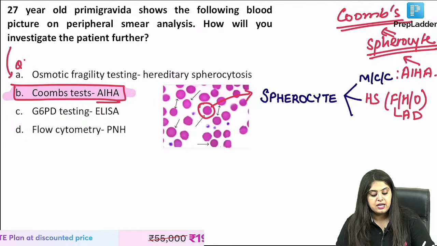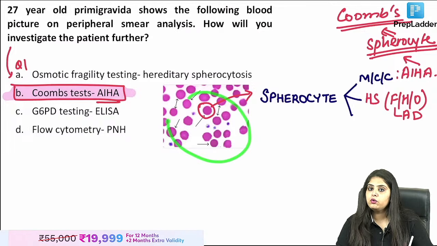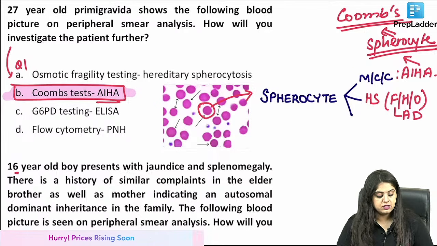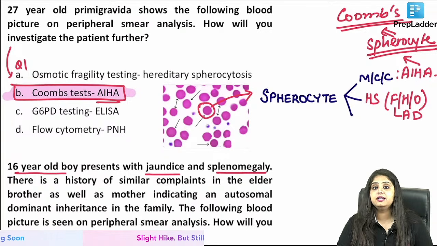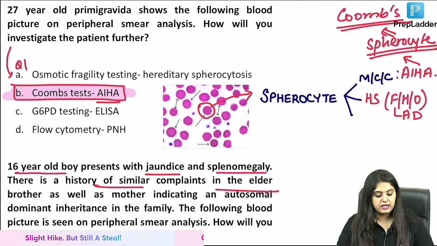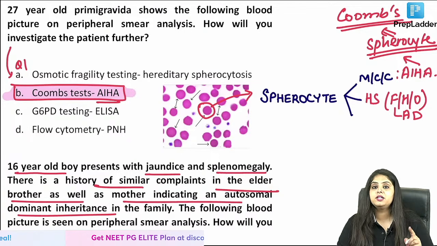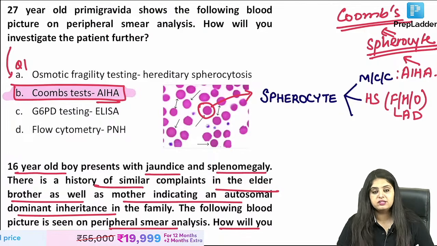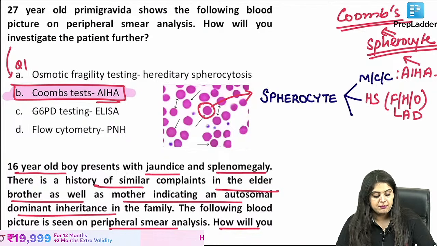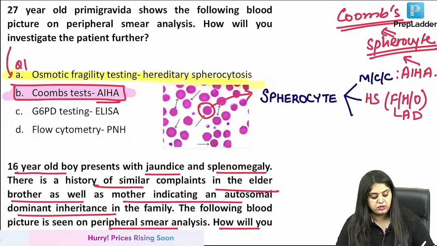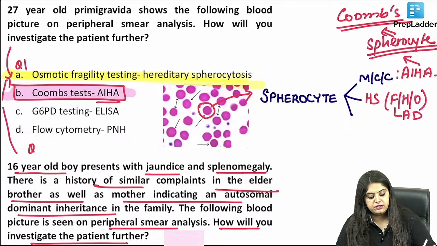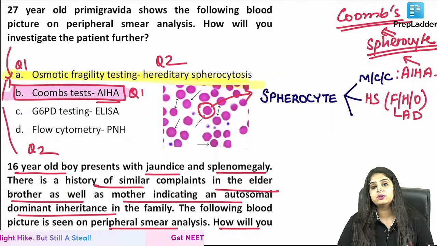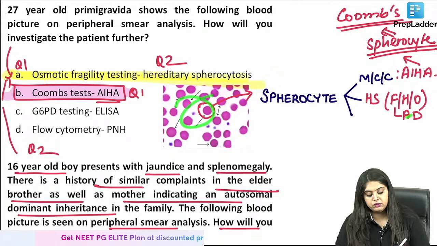That is one question. I want to change the question. Same photo, same options. Look at the next question over here. Now you have a 16-year-old boy with jaundice and splenomegaly. Same complaints are present in the elder brother and the mother, indicating an autosomal dominant inheritance in the family. How will you now investigate this peripheral smear? Ma'am, now I think my first answer comes into play, that is osmotic fragility testing for hereditary spherocytosis. Now that is making sense. So question 1 and question 2, is that okay? Because all of you are very used to doing spherocyte, HS, done.